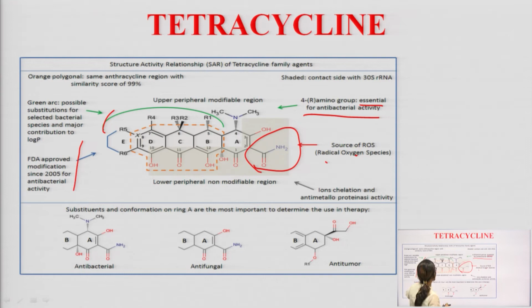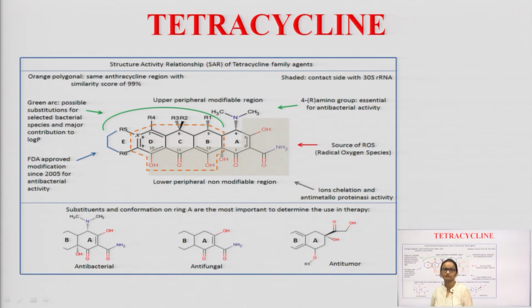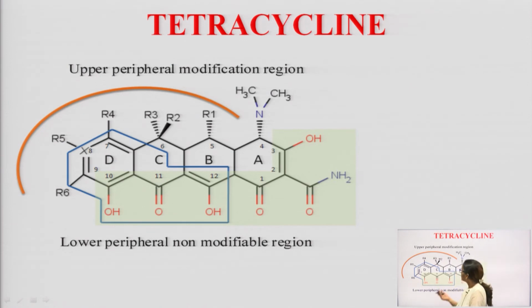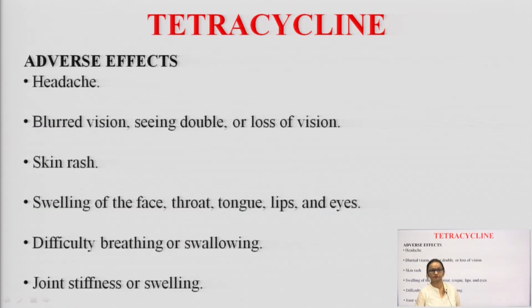FDA approved modification. Now you are seeing in this slide that 4 rings A, B, C, D are there, but another ring E is also there. So substitution by this whole E ring is the FDA approved modification which was given in 2005. Okay. I think you understood this thing. Then again you can see here the upper peripheral modification region and the lower peripheral non-modification region.